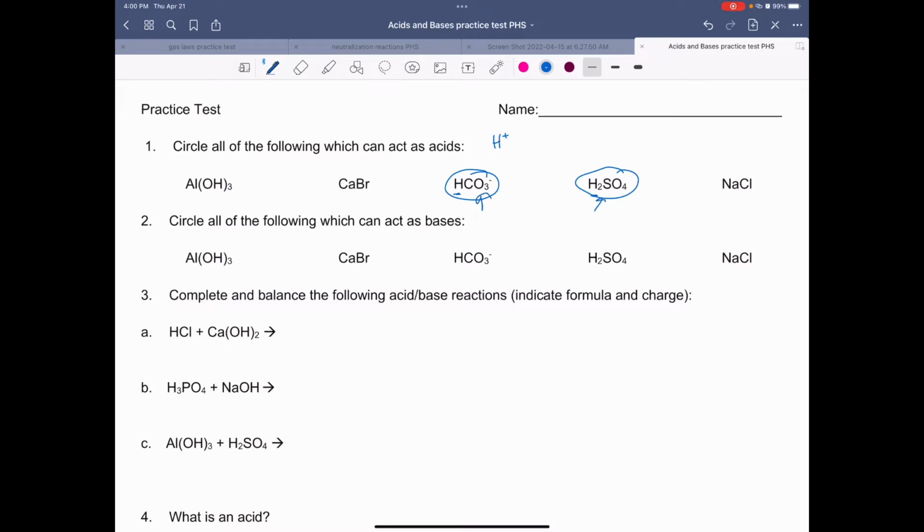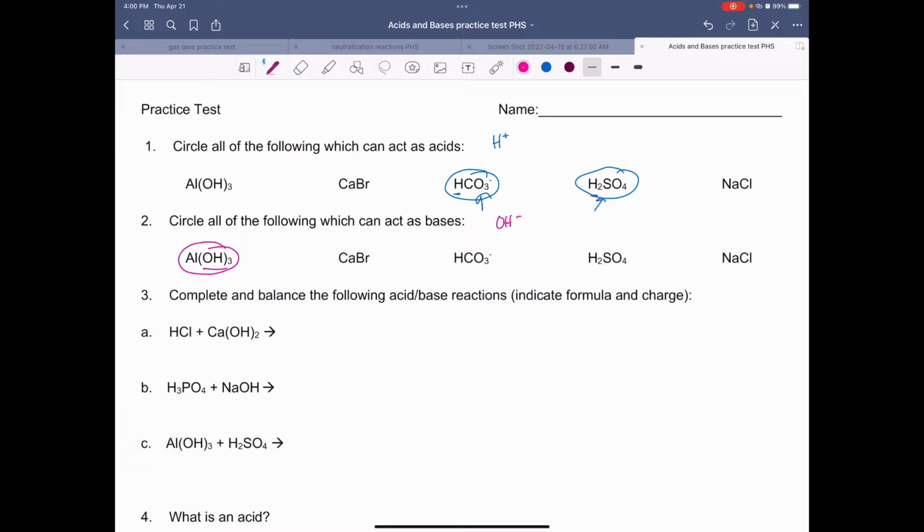Number 2, circle all the following which can act as bases. Remember, the definition of a base is a compound that can donate an OH-, a hydroxide ion. So you got to look for anything that has an OH at the end. So that's that one, and that is it. So this is our only base. It's aluminum hydroxide.